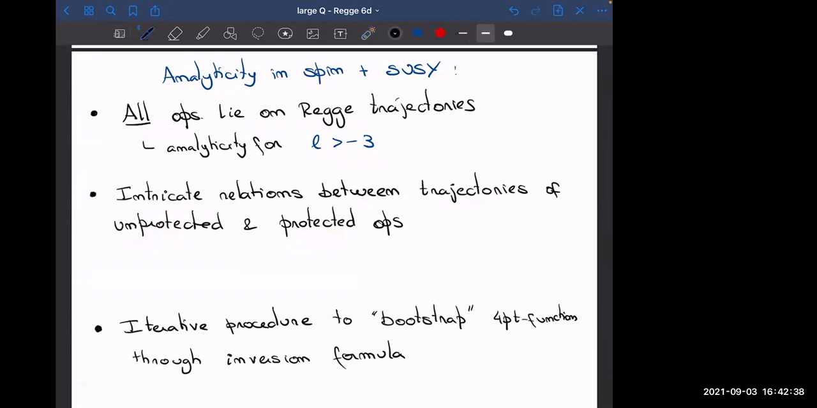And then demanding the two things together, we will find intricate relations between the trajectories of unprotected and protected operators. So for example, we will see that a long multiplet at spin -2, and this is why I was insisting on keeping a negative spin, should actually give you the stress tensor multiplet. So a short operator must lie in the end at the negative spin of an unprotected long trajectory.